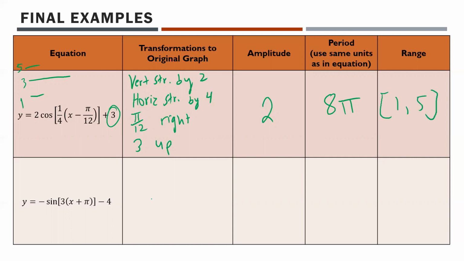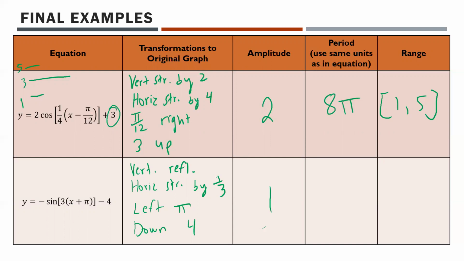Right? For this next one, let's look at this negative here. That's a vertical reflection. The 3 is related to our horizontal stretch. We have a horizontal stretch by 1/3. Pi is being added to this, so we're going left by 1 pi, and then -4 means we're going down 4. Amplitude here is just your A value. Notice A is -1. We don't like having a negative amplitude, so I'll say the amplitude is 1 here.